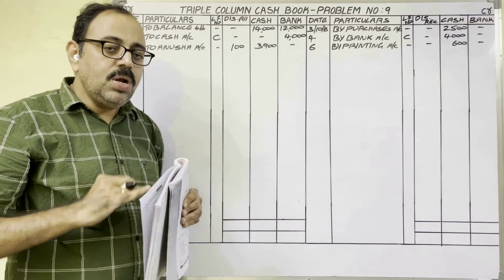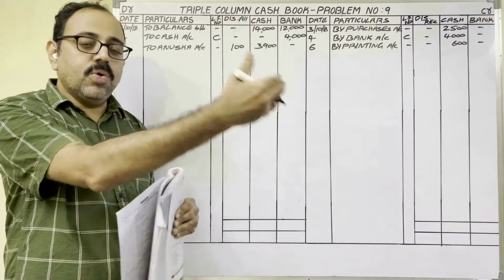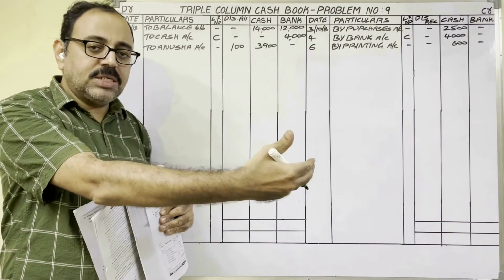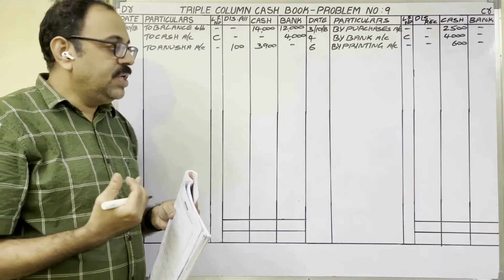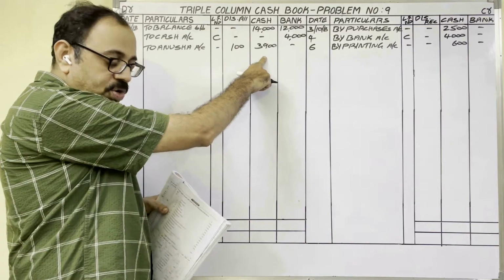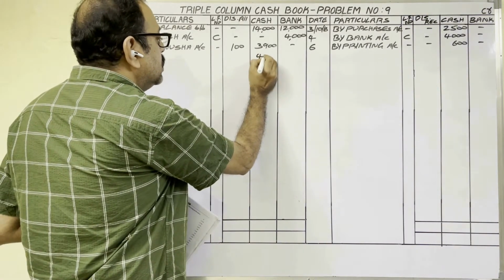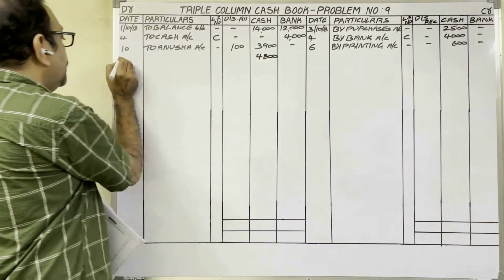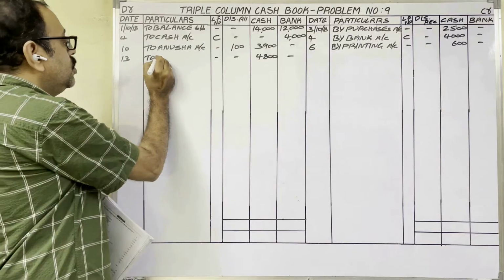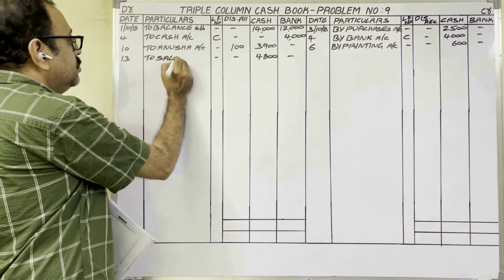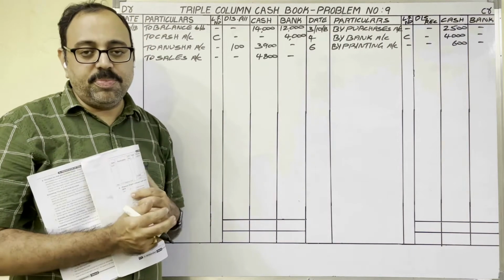So, firm sold goods for cash. So, goods are going from the firm and from customer we are receiving cash. Cash is coming into the firm. Therefore, debit side in cash column. Amount 4800 rupees. Date 13. If goods are sold, we should write to sales account. 16th date, cash drawn from bank for personal use 1000 rupees.